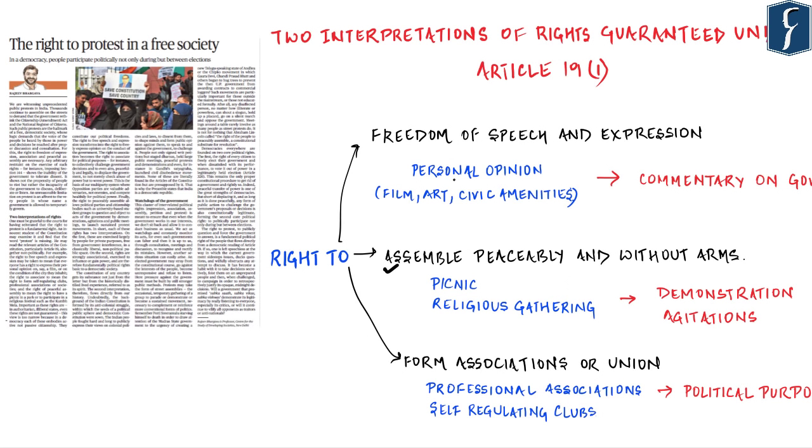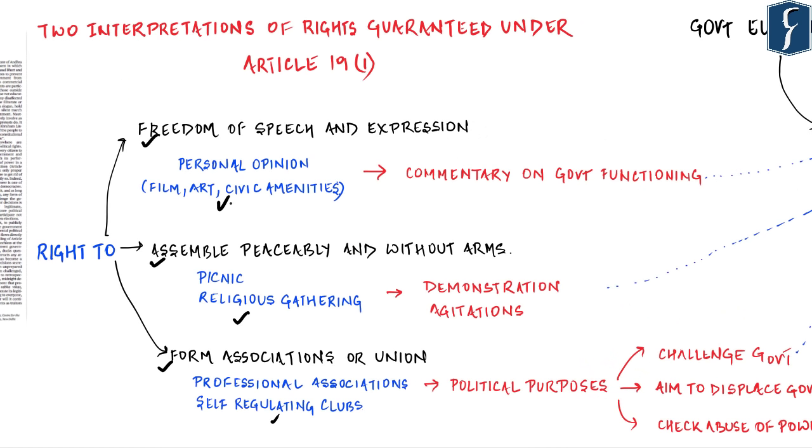According to author Rajeev Bhargava, there can be two interpretations of such rights. Now, as far as the two interpretations are concerned, one is non-political. So, for example, freedom of speech and expression may be taken to mean that everyone has the right to express their personal opinion on, let's say, films or on the condition of a city they inhabit, like civic amenities, whereas the right to form associations or unions can be naively or simply interpreted as the right to conduct a picnic in a park or to participate in a religious festival such as Kumbh Mela.